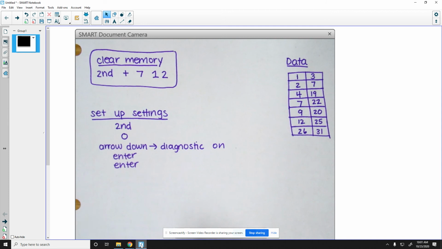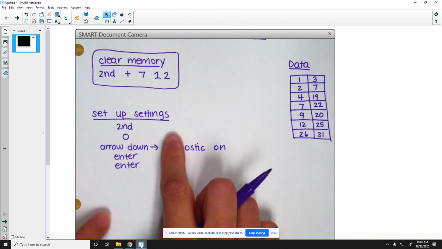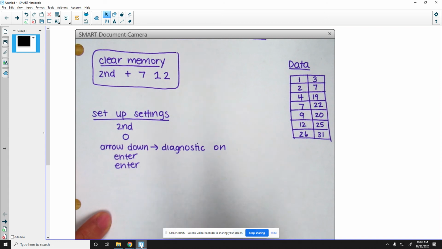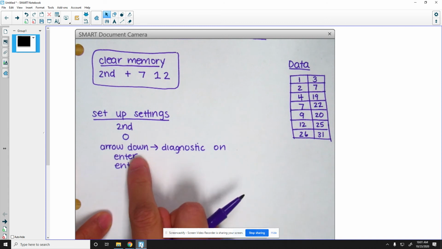Yes. Do we have to do this every time before putting in the equation, or is it just once? Okay, so do we have to do this every time? No. Once you do it once, then you can do all the questions. But this is the easy part.